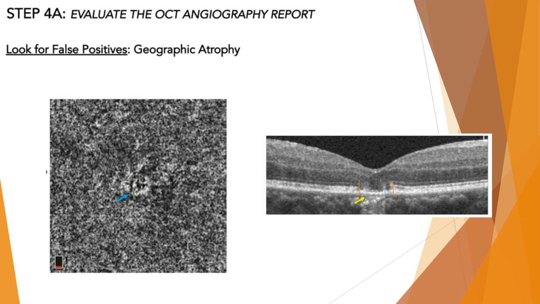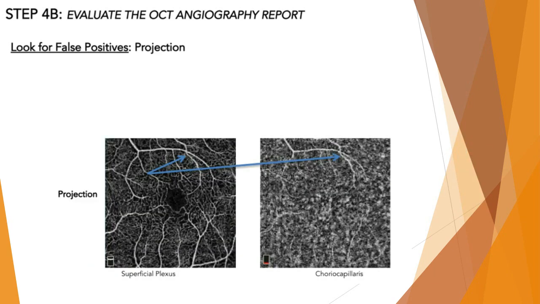The other culprit for false positives is what we call a projection artifact. You can see here that there is a mirroring or a duplicity of the vessels from the superficial plexus onto the choriocapillaris slab. So if you just looked at the choriocapillaris slab, you may suspect that that patient has neovascularization, but what you're really seeing is this duplicity or this projection artifact coming from the superficial layer. So always make sure if you see these large vessels or any vessels running through the lower, more posterior slabs, that you always check the anterior slab to make sure that it's not a projection artifact.